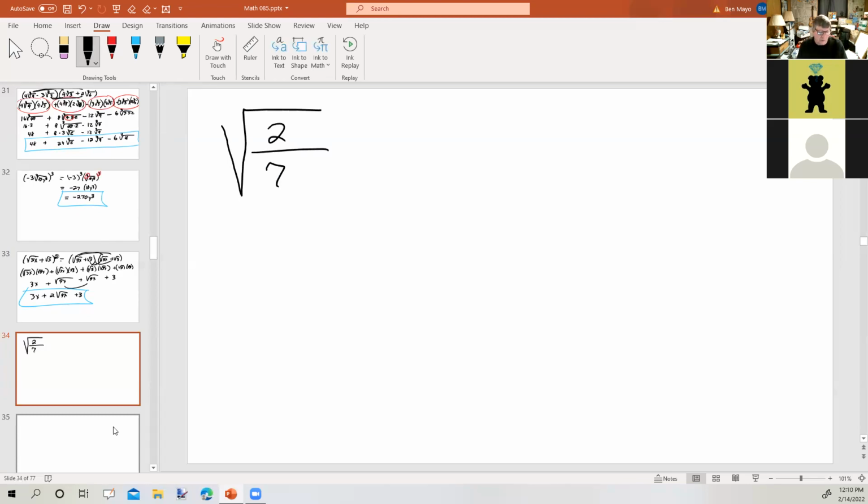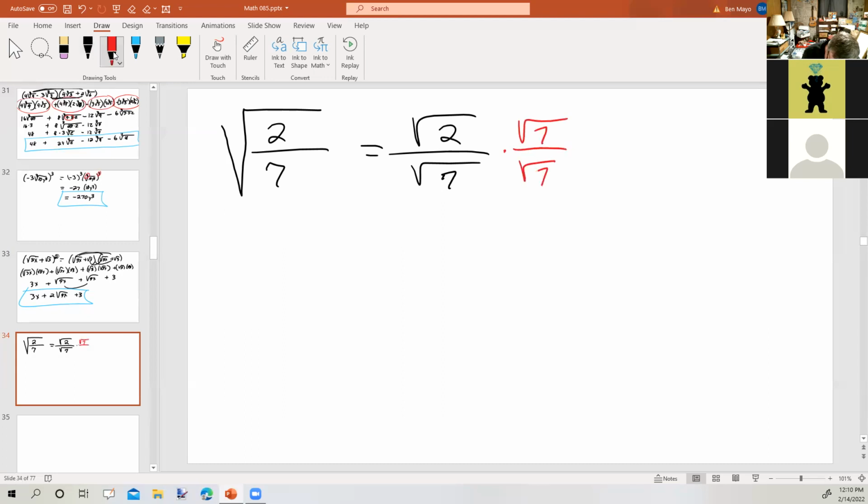The square root of 2 over 7. That's equal to the square root of 2 over the square root of 7, right? What if I wanted to rationalize, that is, take the square root of 7, which is an irrational number, and turn it into a rational number such as 7? Well, I could multiply by 1. The square root of 7 over the square root of 7. Isn't that equal to 1?